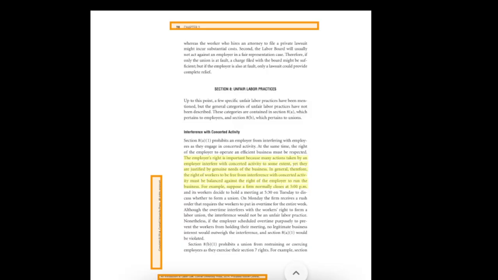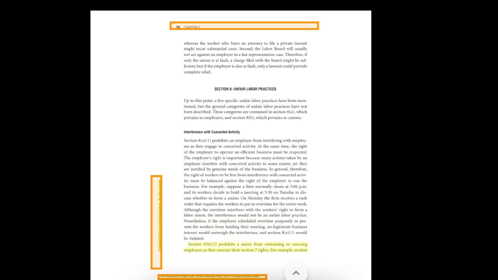For example, suppose a firm normally closes at 5 o'clock p.m. and its workers decide to hold a meeting at 5:30 on Tuesday to discuss whether to form a union. On Monday, the firm receives a rush order that requires the workers to put in overtime for the entire week. Although the overtime interferes with the workers' right to form a labor union, the interference would not be an unfair labor practice. Nonetheless, if the employer scheduled overtime purposely to prevent the workers from holding their meeting, no legitimate business interest would outweigh the interference, and Section 8(a)(1) would be violated.